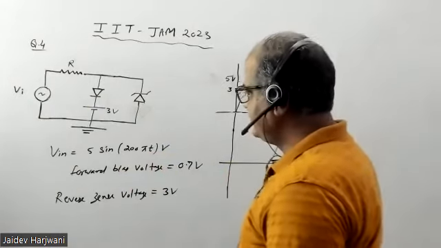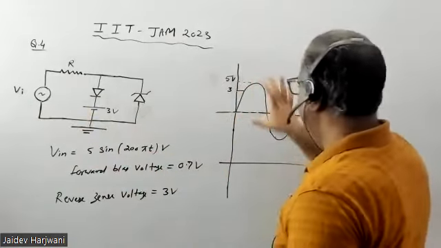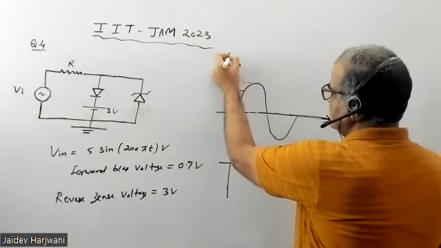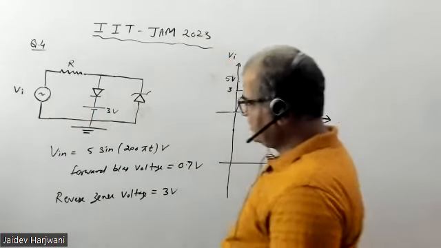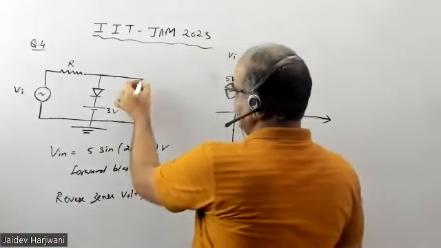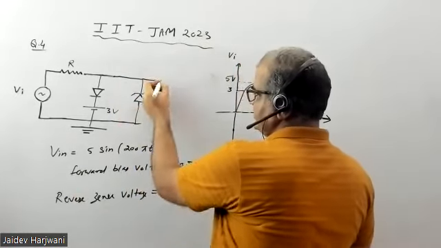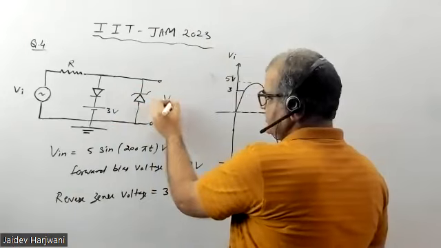So the peak voltage of this input wave is 5 volts. And they are asking what is the waveform of the output voltage. What is the waveform of the output voltage?